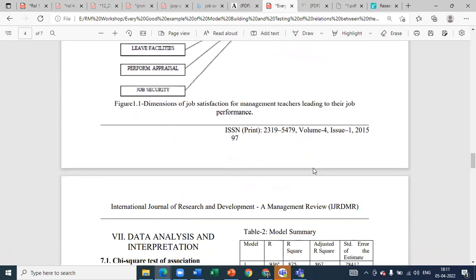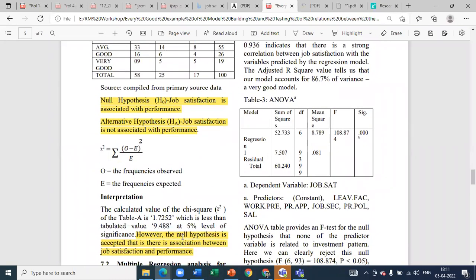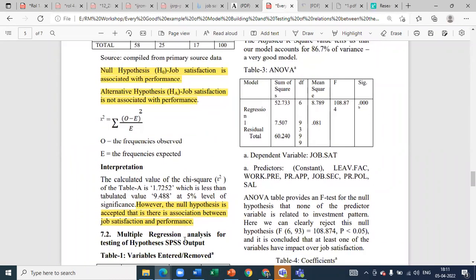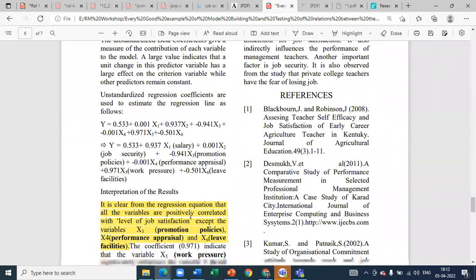Okay, so this is the model and this is being tested, and in every test they are talking about hypothesis testing here. Null hypothesis is accepted. There is an association between job satisfaction and performance. Look, this paper is also saying there is an association. So in your paper you can also say that this author found there is an association, and the same thing is found in my paper also. So I am in parallel with the author's finding. Your study will become more concrete at the time of review of literature.